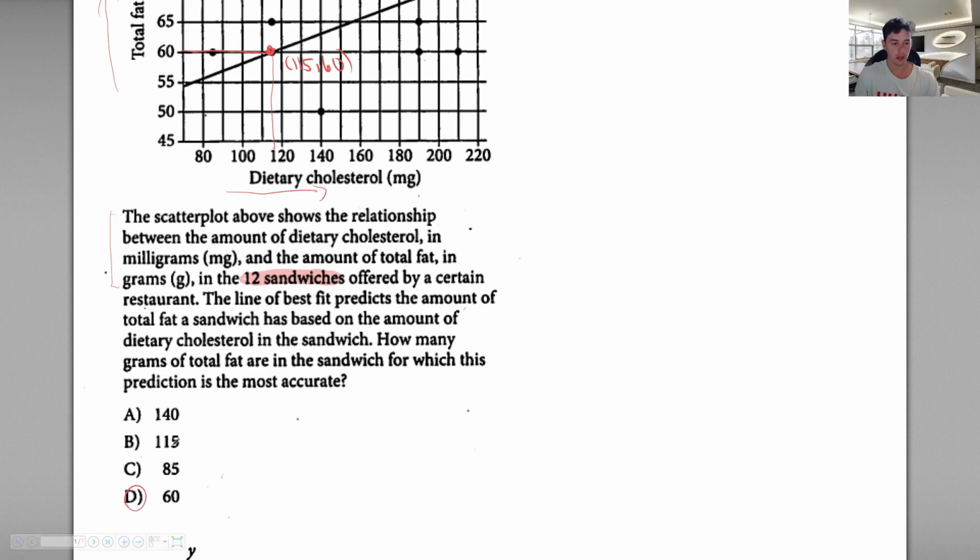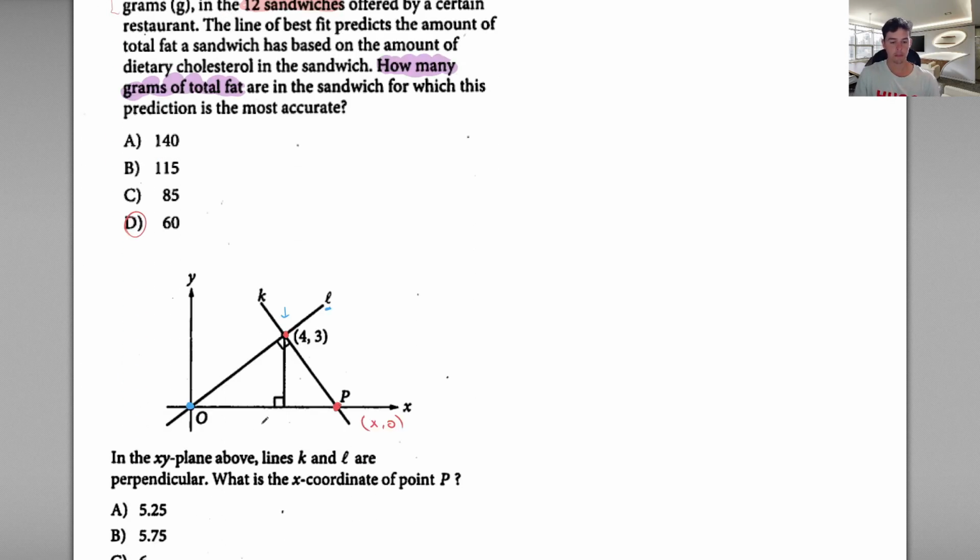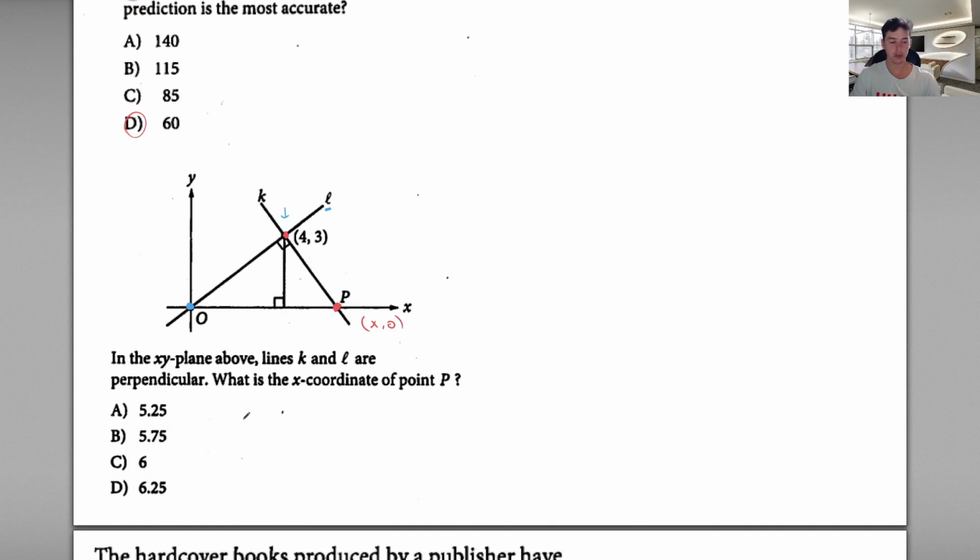So you see that 115 is one of the possible answers as well, and you've got to be careful with that. Understanding what the question is asking is extremely important. Okay, so how many grams of total fat they're asking, not how many grams of cholesterol. Okay, so let's go into number two.